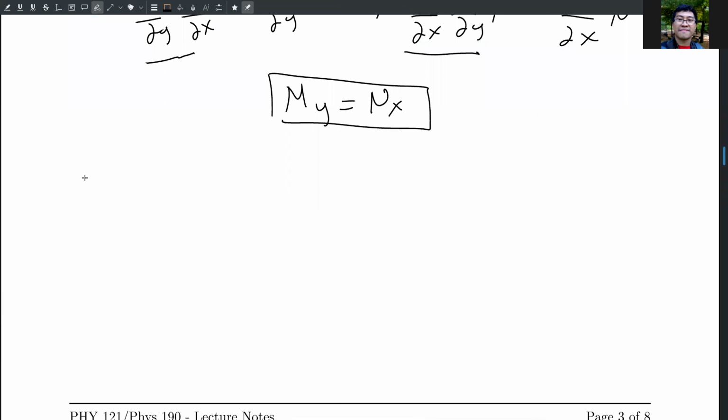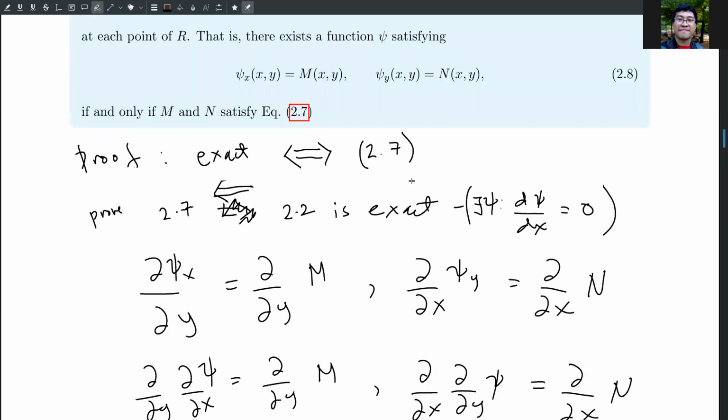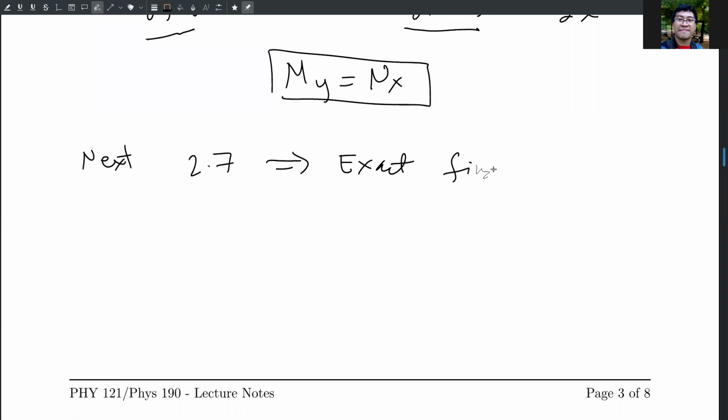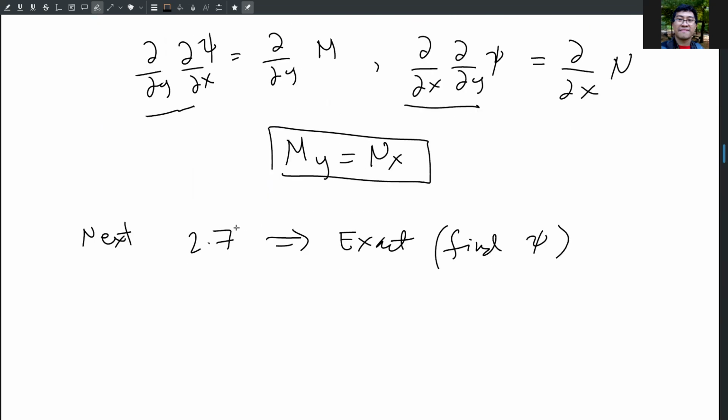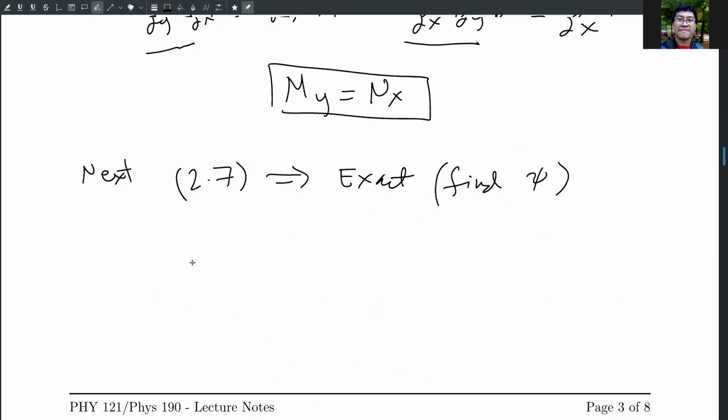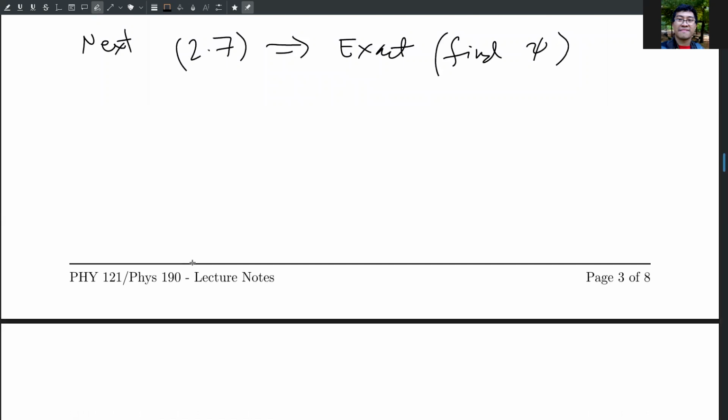Okay, so next step, given 2.7, we prove that it's exact. That is, we find psi. In the first part, we have psi, and then we show that it satisfies 2.7. Here, we have 2.7, and then we show that there's a psi. To do this, our goal is to construct psi.